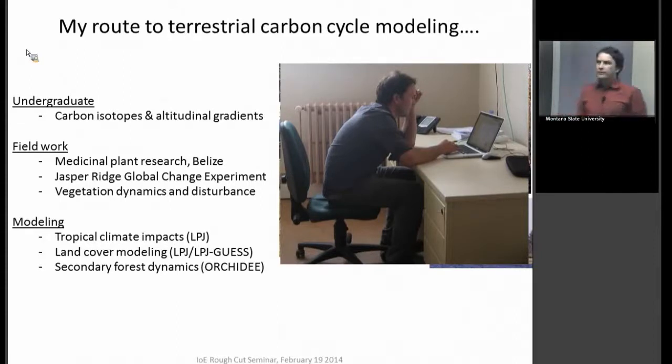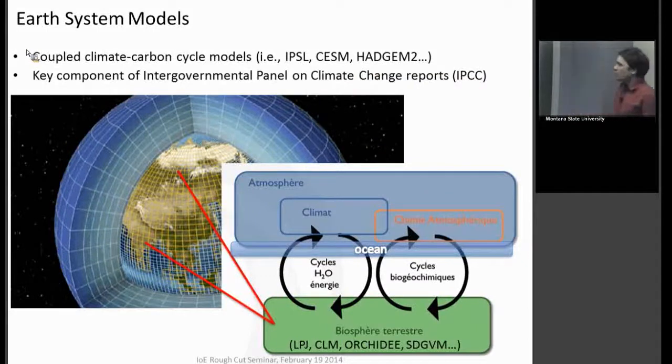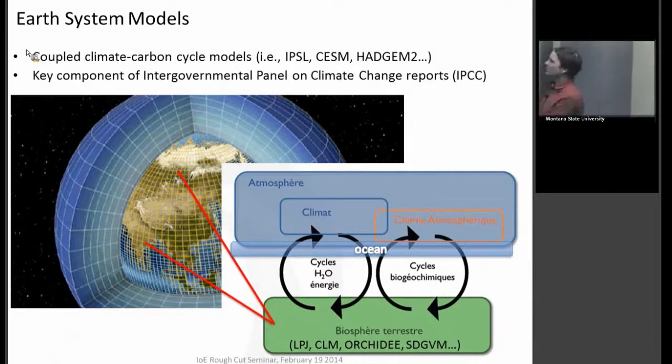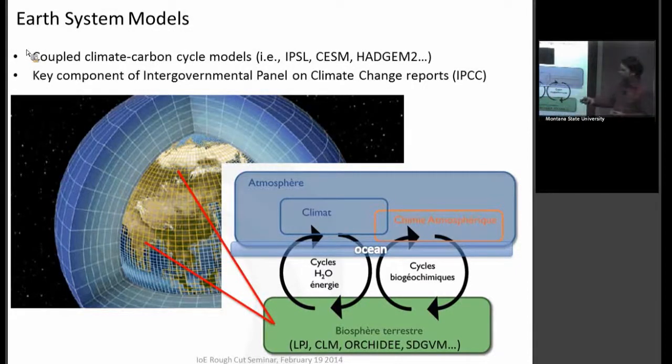So an Earth system model looks like this. We break the world up into two-dimensional tiles to represent the land surface, and then we have three-dimensional tiles to represent the ocean and the atmosphere. The schematic on the right shows how we can couple what's happening with the biosphere with the atmosphere through feedbacks from the land surface energy budget and other land surface properties such as albedo.